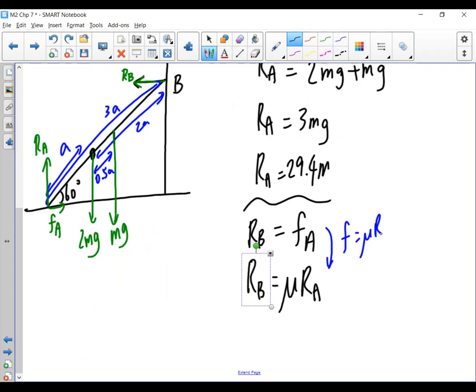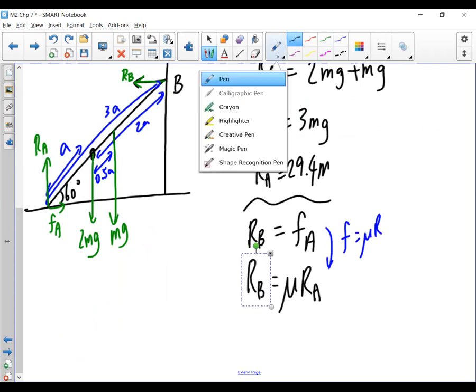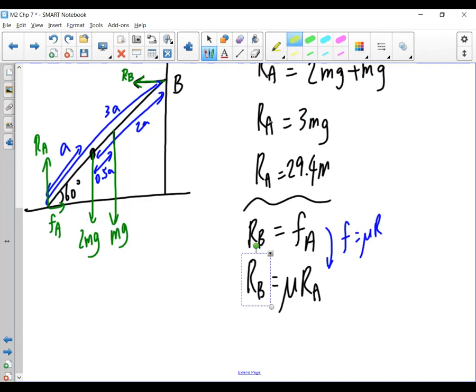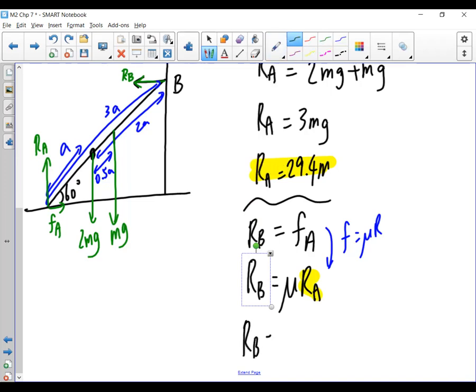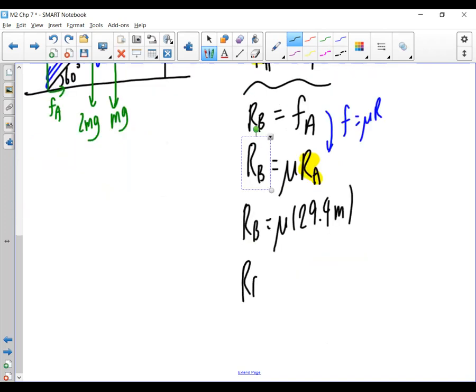Okay. Right. Can we substitute anything in? Yes, we can, because RA from the previous one, we've got RA equals 29.4. So I'm going to sub it into here. So RB equals mu times 29.4 m. Nothing we can do in here. RB equals 29.4 mu m. So in here you can see there's so many variables, we can't really solve anything. So we're going to leave it like this.